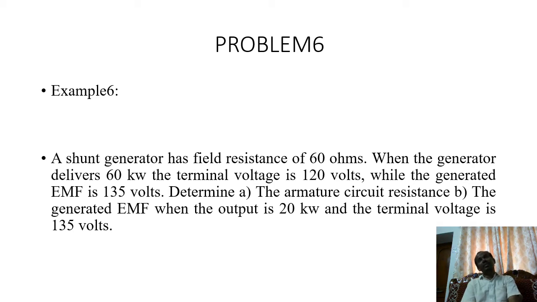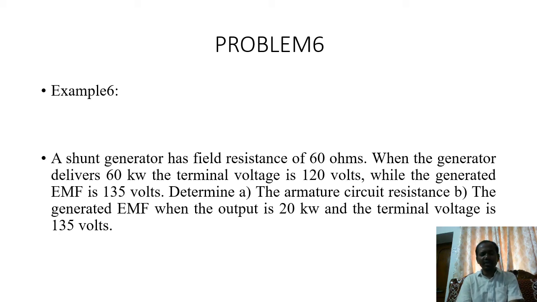The type of generator is a shunt type generator. Right, we are discussing the shunt type generator. The shunt field is in parallel with the armature winding. Shunt field resistance is 60 ohms, and the generator delivers 60 kilowatt. The terminal voltage is 120 volts, so the voltage across the load is 120 volts. The generated EMF is given as 135 volts. Determine the armature circuit resistance.